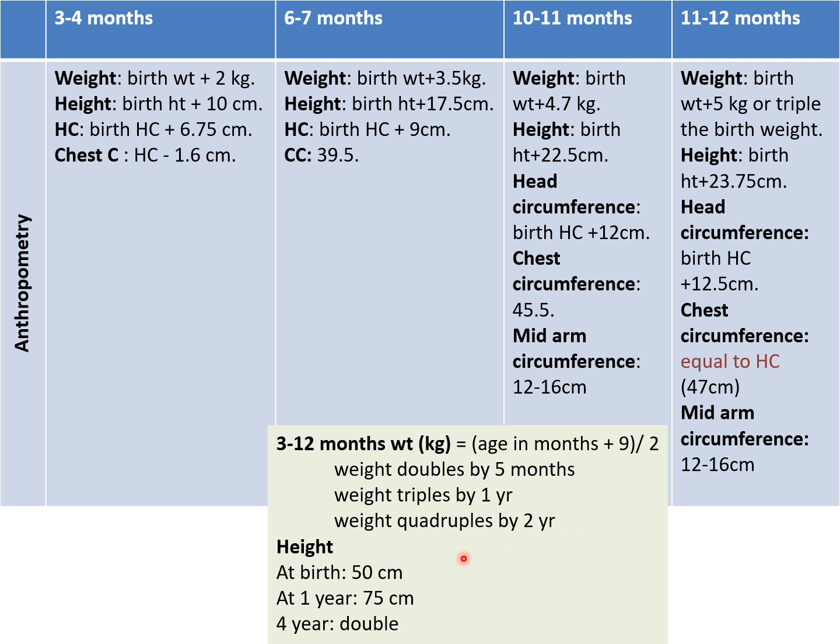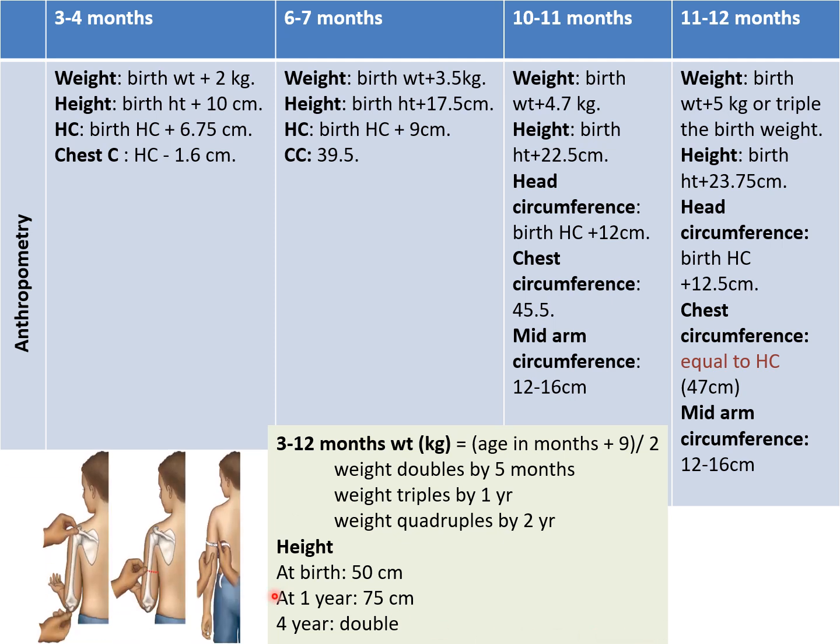And height also has got some important features. At birth it is in the range of 50 centimeter, and at 1 year a 25 centimeter more increase you can see in the height, so it becomes 75 centimeter, and height is doubled by 4 years.